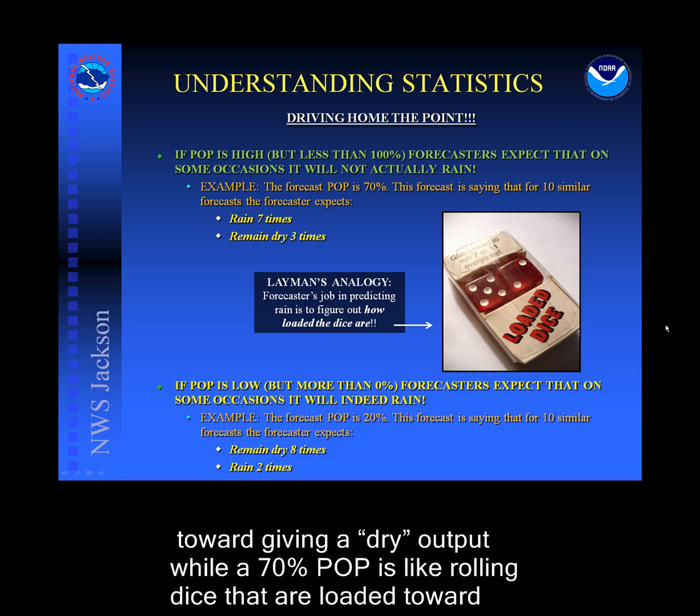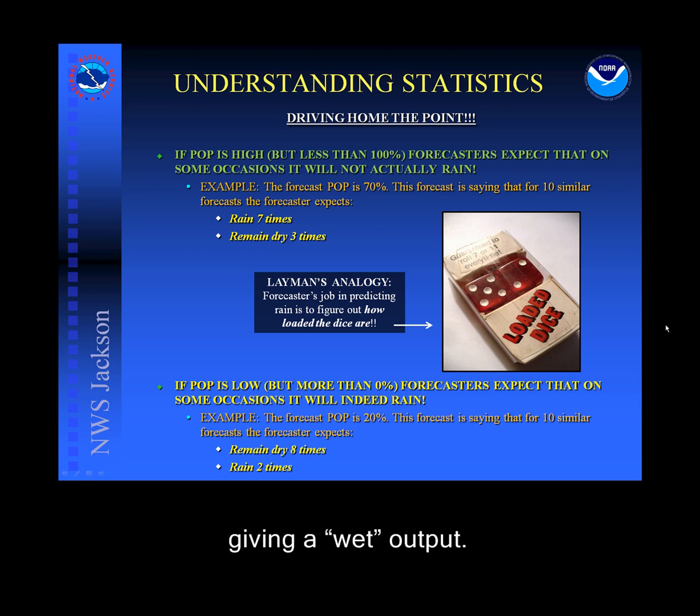Conversely, if a POP is low but more than 0%, forecasters expect that on some occasions it will indeed rain. As an example, the forecast for a particular 12-hour period at one spot is 20%. The forecaster is basically saying that for 10 similar forecasts, the forecaster expects it to remain dry 8 times, but rain 2 times.